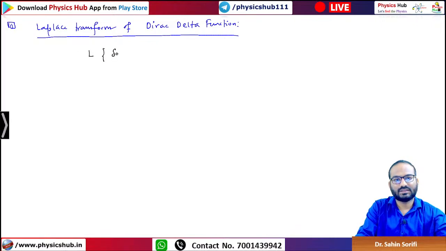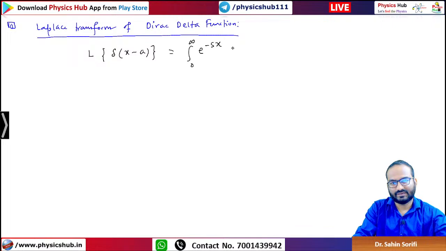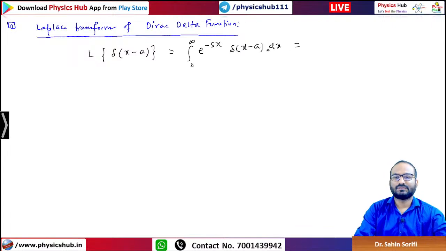Laplace transform of, let's say, delta x minus a. So what will be the value? 0 to infinity e to the power minus sx f(x) dx. So from the property of the Dirac delta function, you know, the integral of f of x delta x minus a dx equals f of a. So e to the power minus s a.